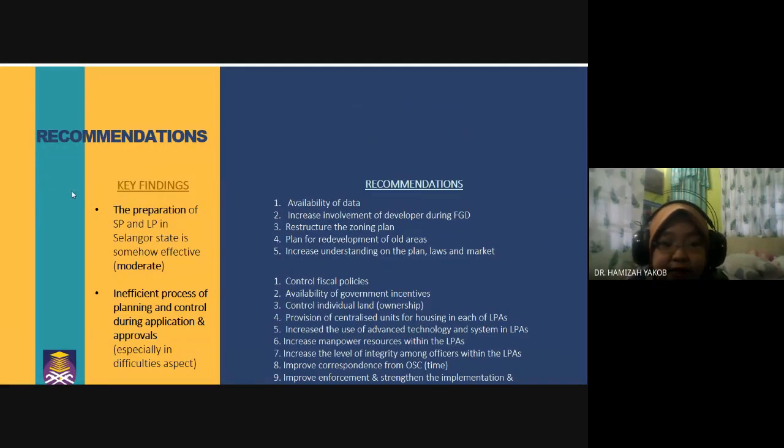So this is the recommendation. The key findings from the research are that the preparation of structure plan and local plan in Selangor State is actually somehow effective, due to moderate findings, and that inefficient process of planning and control during application and approval is a factor of difficulty in following the planning requirement. Okay. So these are all the recommendations that fall under different roles by federal, Selangor State and also local authority under Selangor City and Municipal Council.